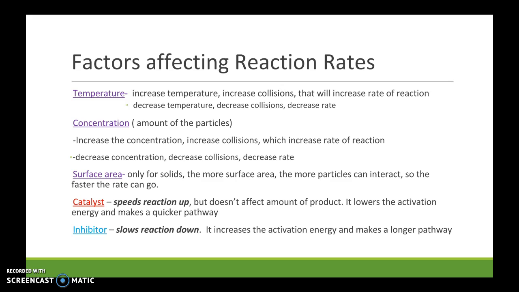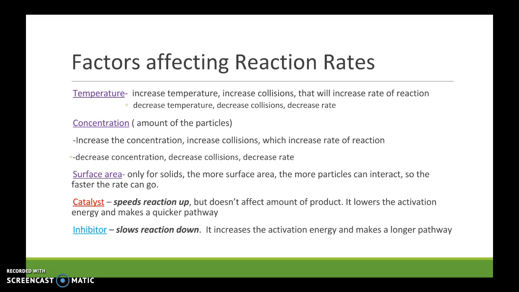The last two things that can affect reaction rates do not affect the amount of reactant or product that's reacting. It's something that speeds the reaction up. It's an independent substance. It might enter the reaction, but it's going to leave the reaction at the end. It's called a catalyst and an inhibitor. What a catalyst does is speed the reaction up. It's something that's helping the reaction go faster. It's a helper. But it does not affect the amount of product. That's big. You gotta know that.